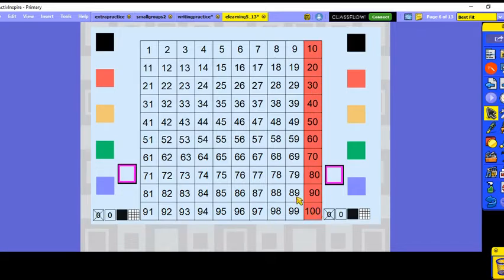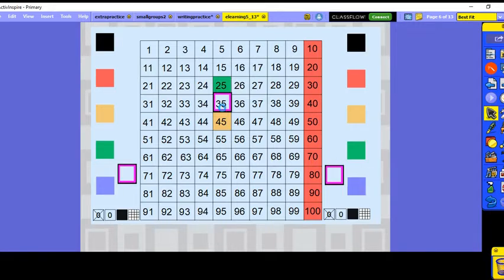Okay, so let's do a practice here. What number is this? 3 in the tens place and 5 in the ones place. That is 35. What is 10 more than 35? Go down one column on the hundreds chart. 10 more than 35 is 45. What is 10 less than 35? Go up one column on the hundreds chart. 10 less than 35 is 25.